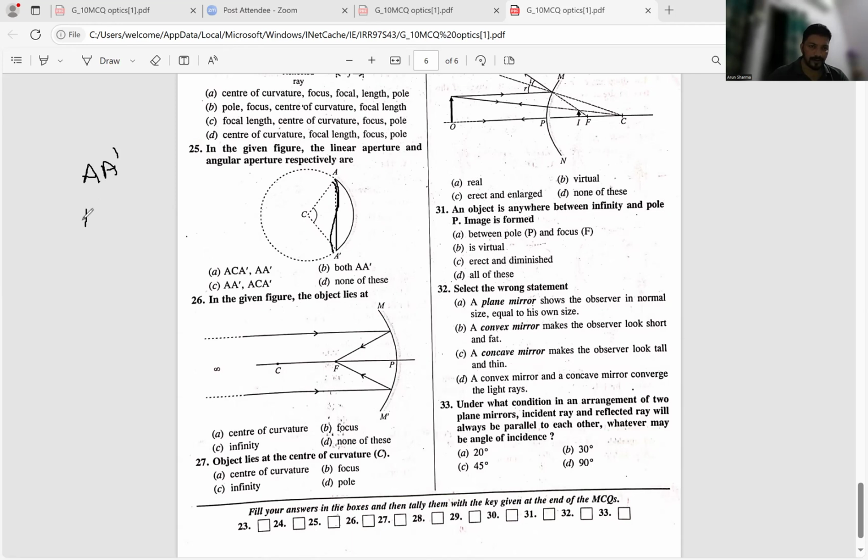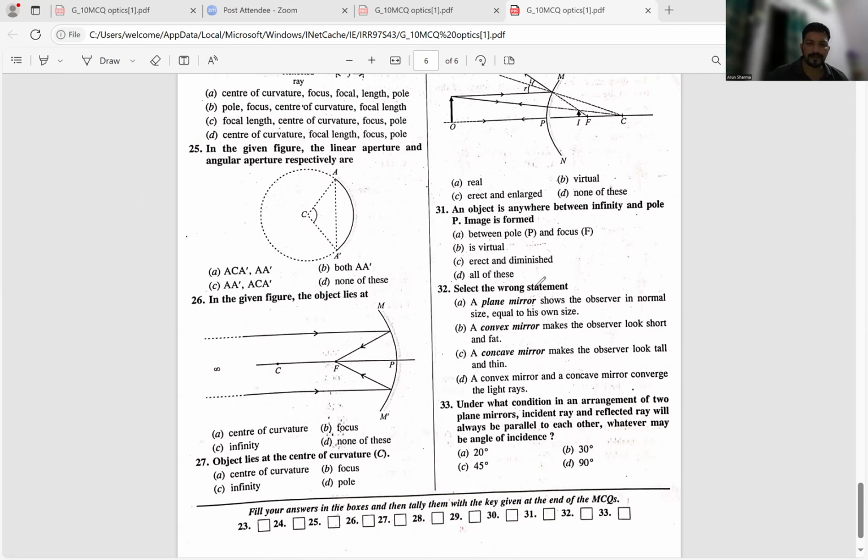Grade 12th is better known. A, C, A dash is the angular aperture. You read in grade 11th and grade 12th angular, and grade 10th students understand it as angle. Clear? So these other questions are easy. So move on to 33, because all the questions are very easy.